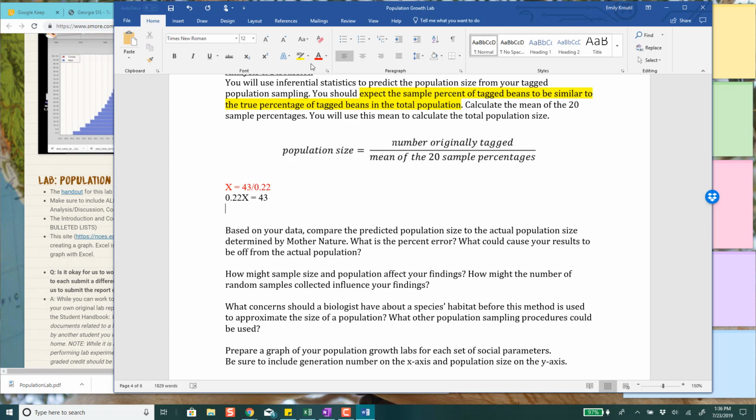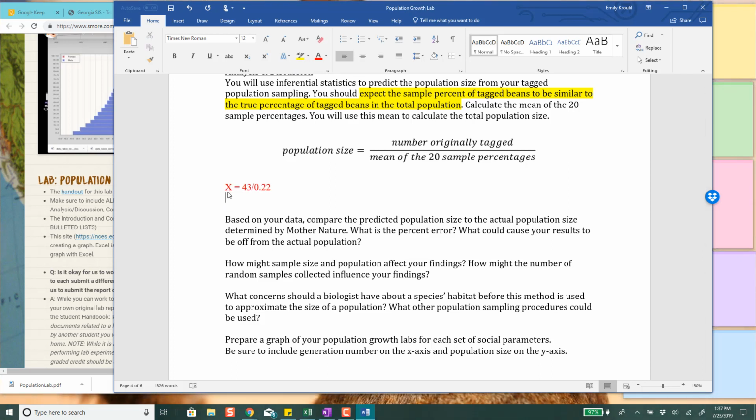And then we'll have... we can just do, let's see, 43 divided by 0.22. Let's see what that is. Okay, that gives us 195. Okay, so this is our estimated population size, or calculated population size.